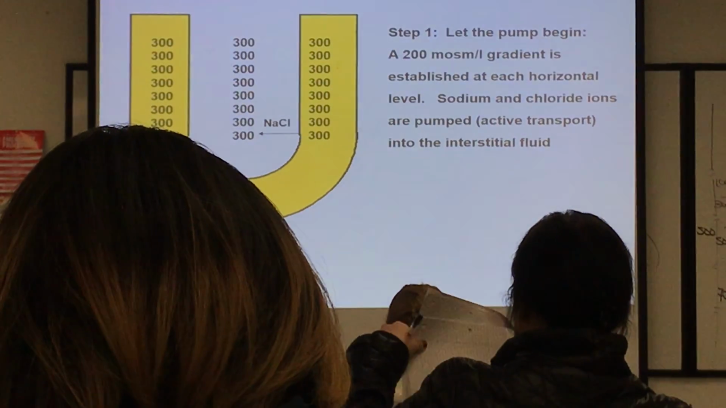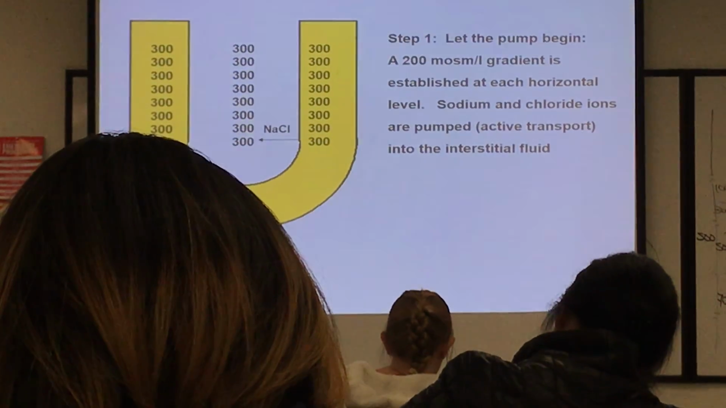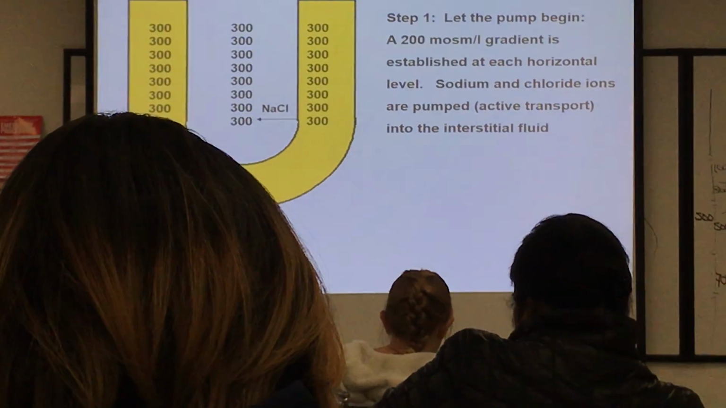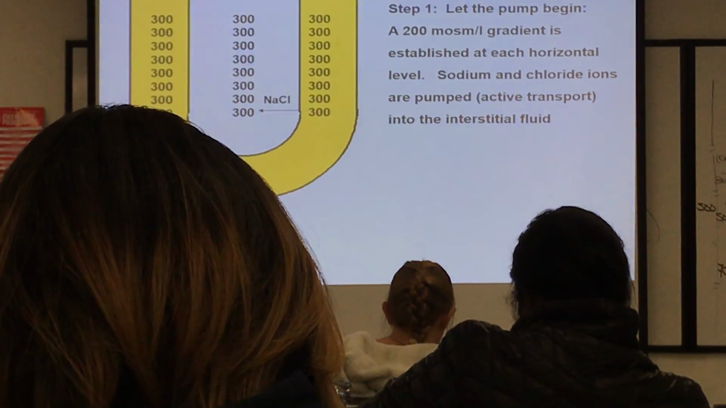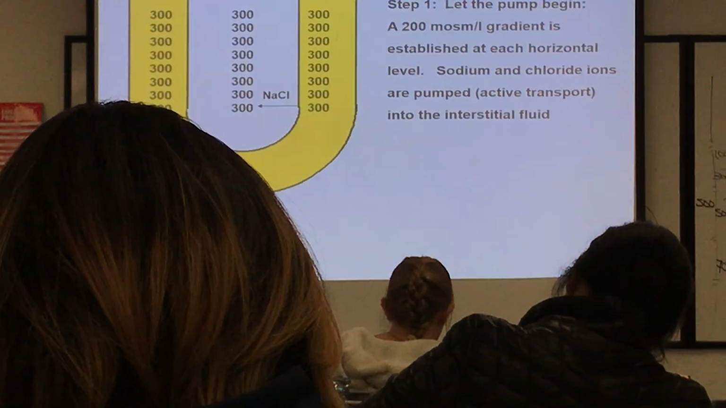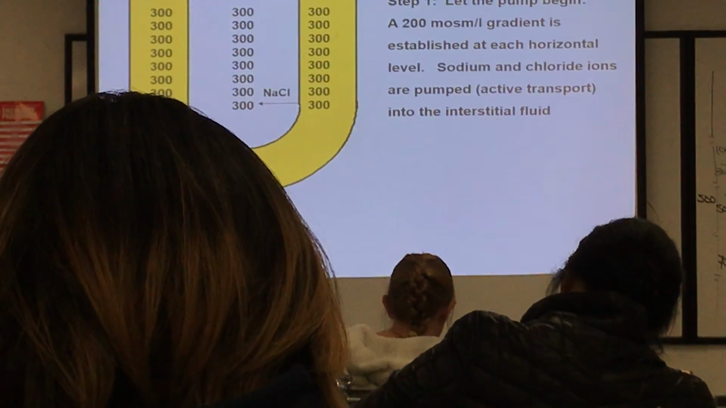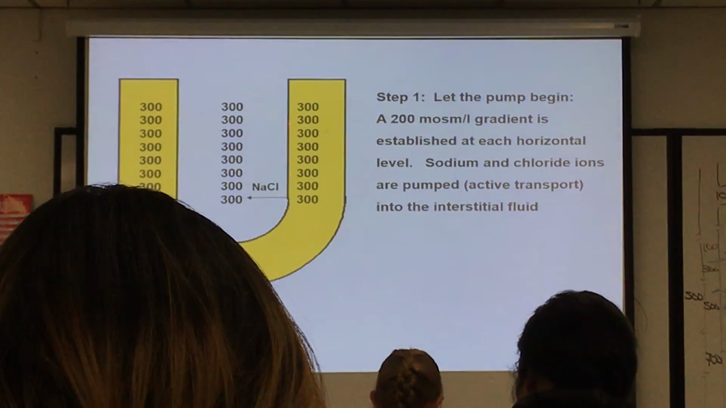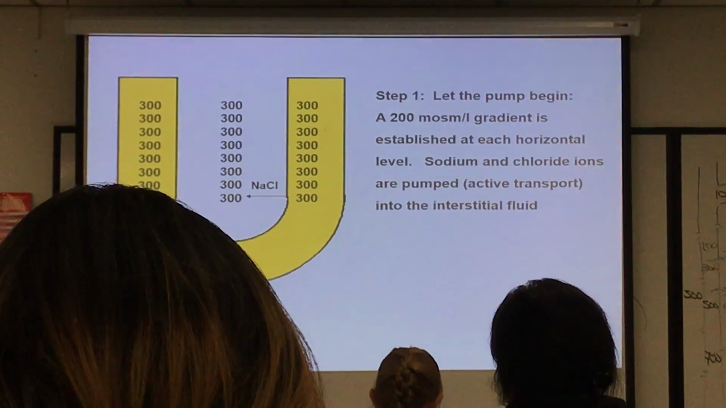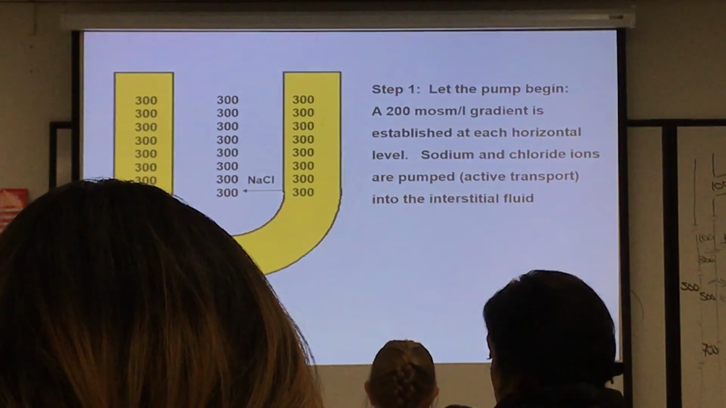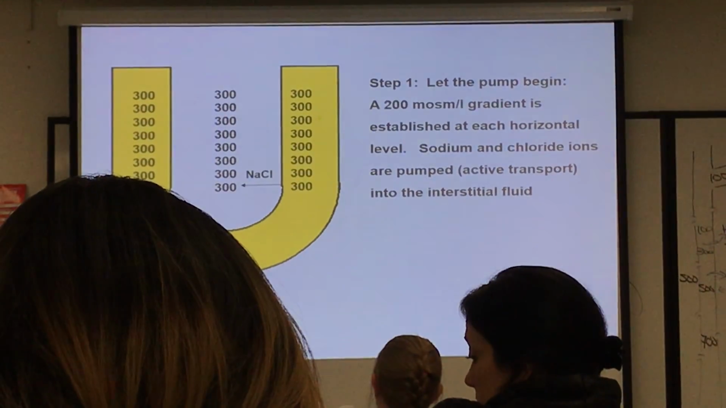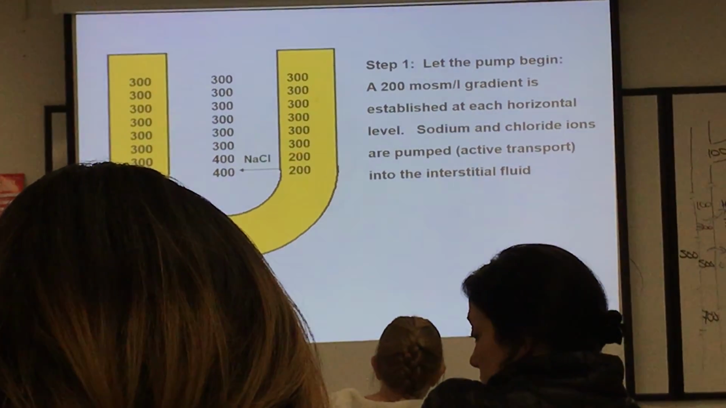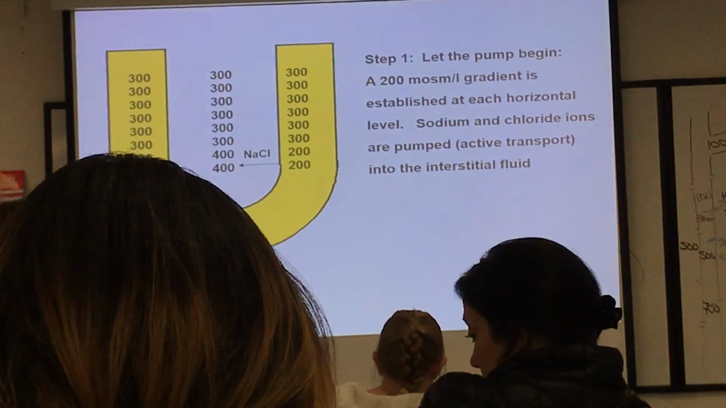Second rule, the ascending limb is impermeable to water. Water cannot leave. This is the one place in the entire kidney where there are no aquaporins. We have aquaporins in the proximal convoluted tubule. We have aquaporins in the descending limb. We have no aquaporins in the ascending. Okay. What would happen if we had aquaporins there? The water would follow, and there wouldn't be any purpose in using the pump, okay? So, we've moved, we now have a 200 milliosmol gradient present.